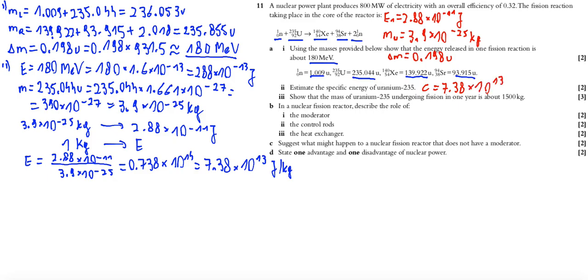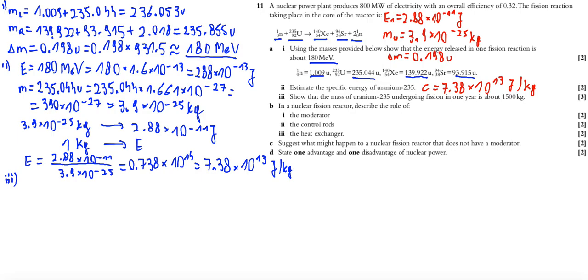Of course, there's a probability that I've made a mistake, so sorry for this. I hope not. Okay, and now show that the mass of uranium undergoing fission in 1 year is about 1,500 kilograms. So this is challenging, but not to you, I hope.